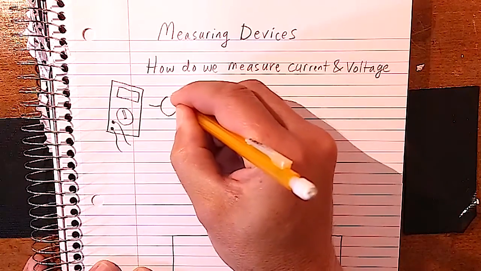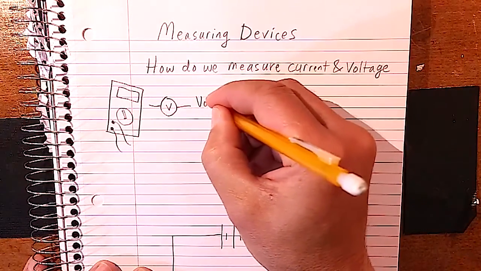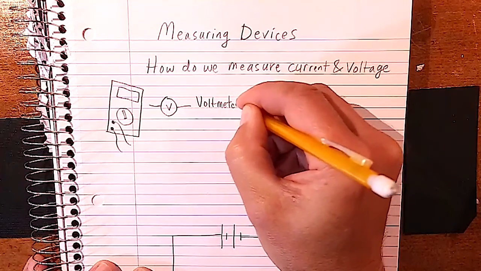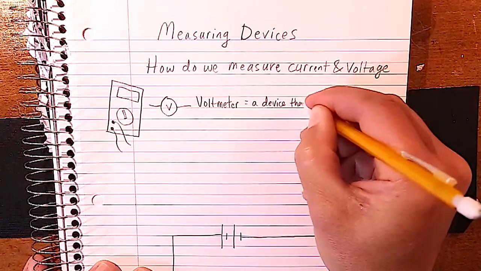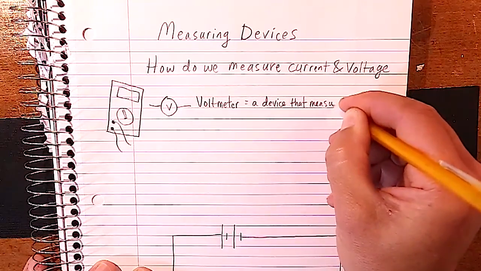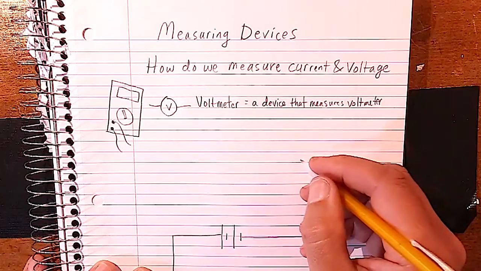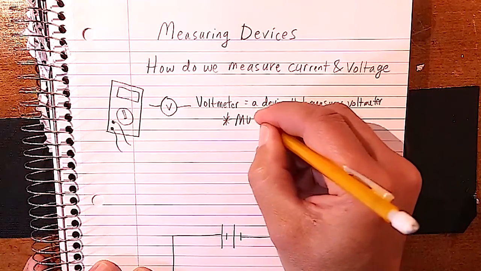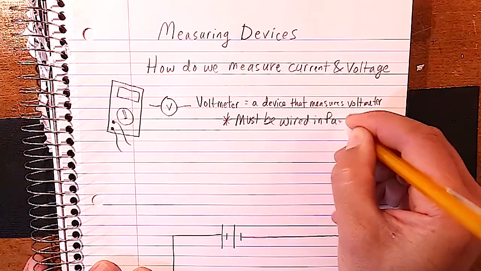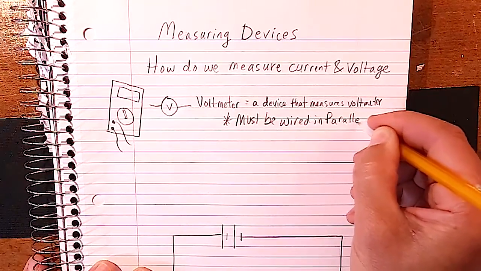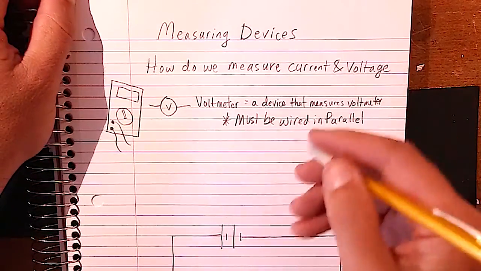First off, the symbol for a voltmeter is a V, and that makes sense. So what is a voltmeter? Well, a voltmeter is nothing more than a device that measures voltage. Now, there is an added thing that you need to memorize, and that is that they must be wired in parallel. If you don't, it will not work. In fact, when it's an ammeter, if you wire it wrong, you'll blow the ammeter. So this just won't work.